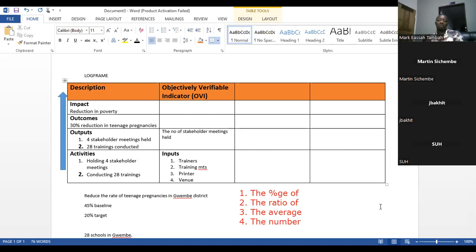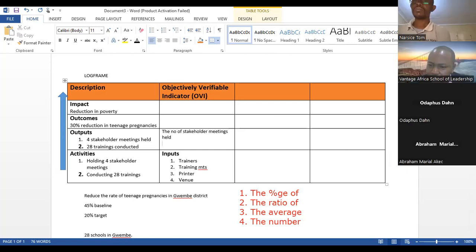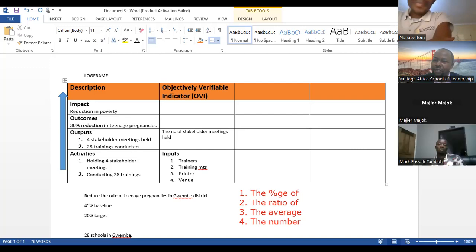Okay, the indicator for the second output would be the number of people trained. Is that so? No. My joke. We are looking at trainings. Can I try? Our indicator here is the training, so it will be the number of trainings conducted. Absolutely. But you're very, very close.